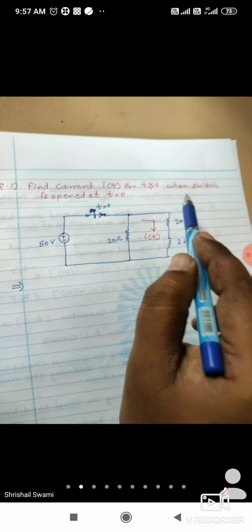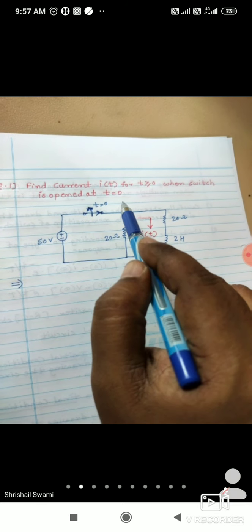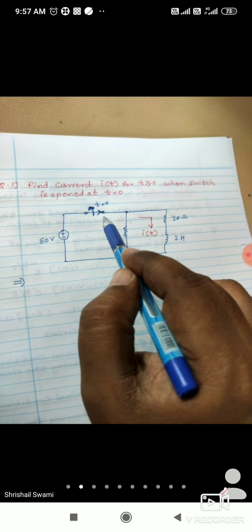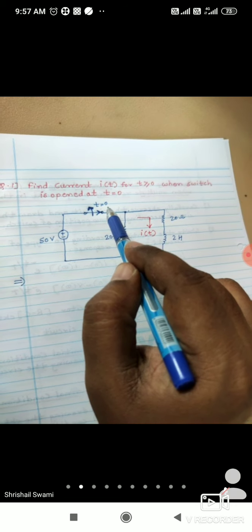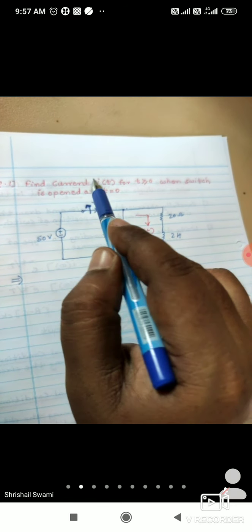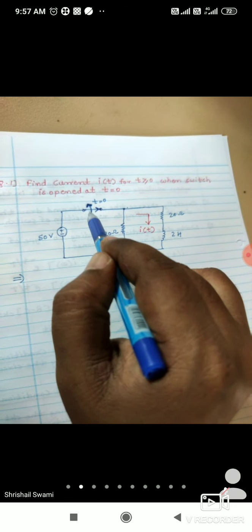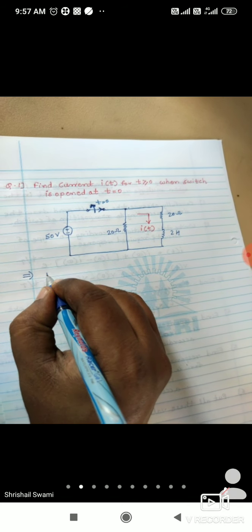Now next, when switch is opened at t is equal to 0, it means already this switch is closed for t less than 0. At t equal to 0, it is just opening. Okay, so the arrow is also given. Now next, we are following the first step.